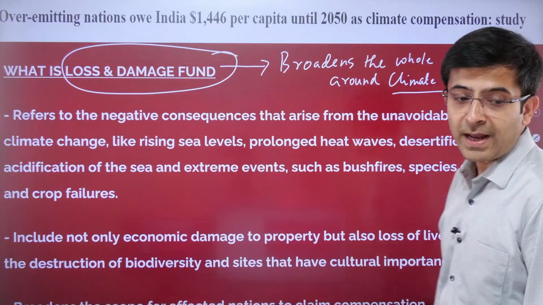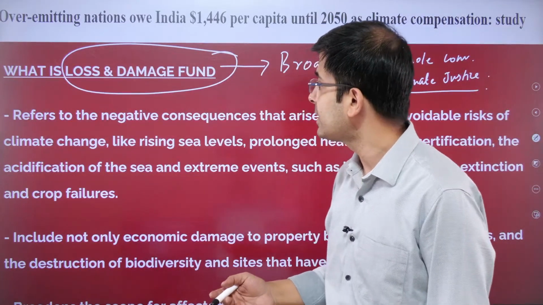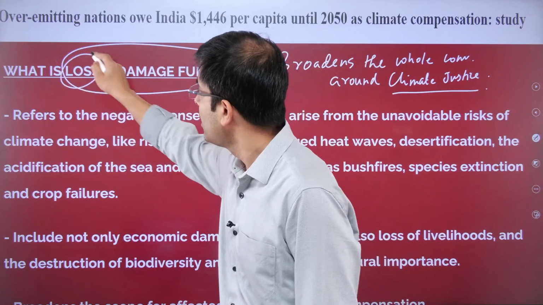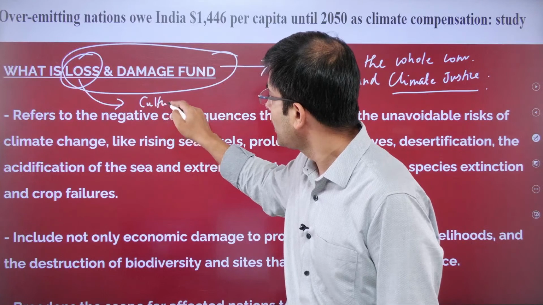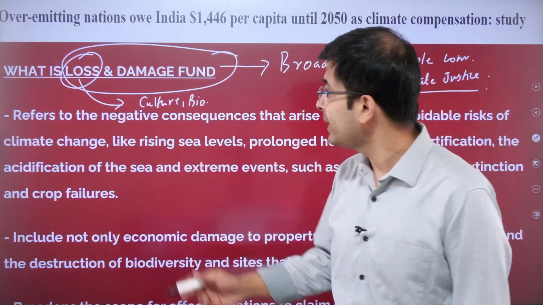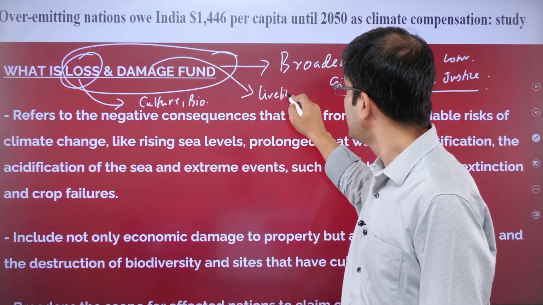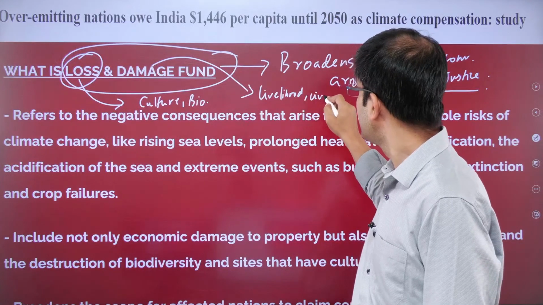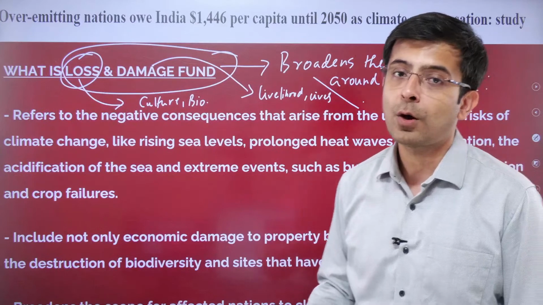So now you might ask me how exactly does it broaden the whole conversation around climate justice? So look at it. Loss of what? Of culture. Of biodiversity. This is going to be lost. Damage of what? Of livelihood. Of lives. All of this. So this is essentially what the loss and damage fund is, and what it essentially seeks to address.